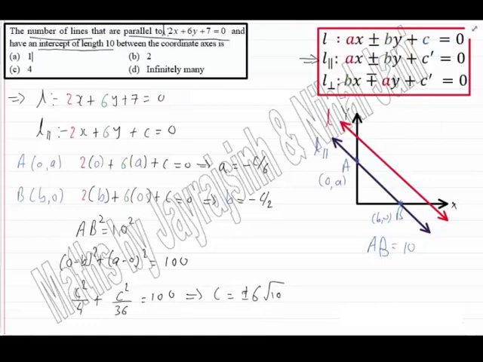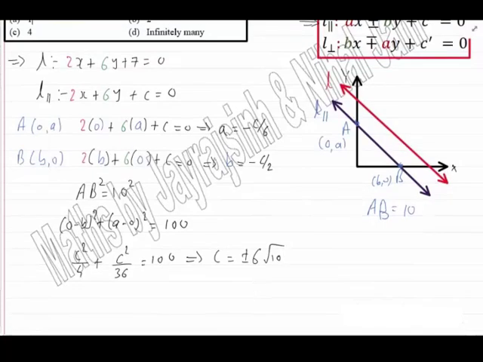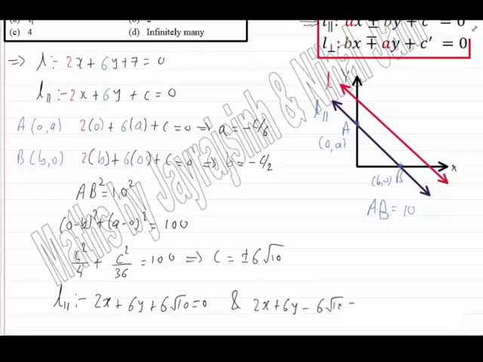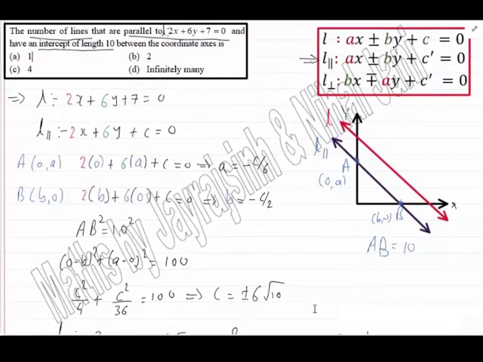Yippee! We get c is equal to plus or minus 6 root 10. That means we will have two parallel lines. The first one is 2x plus 6y plus 6 root 10 is equal to 0, and 2x plus 6y minus 6 root 10 is equal to 0, right? But we don't have to find the equation of the line. We just have to find the number of lines, which is 2. So option B is your correct answer. Ta-da!